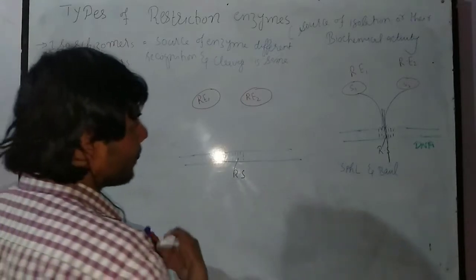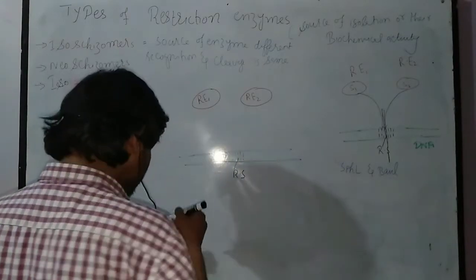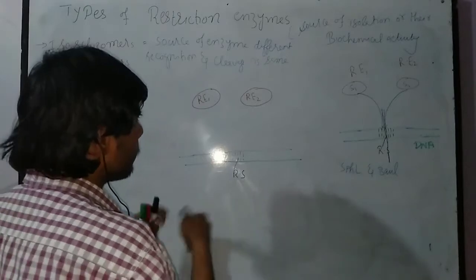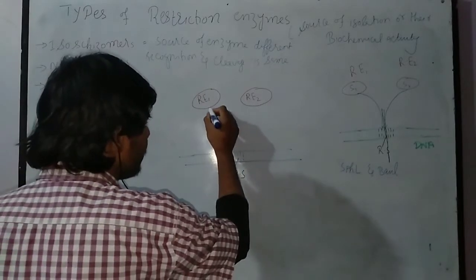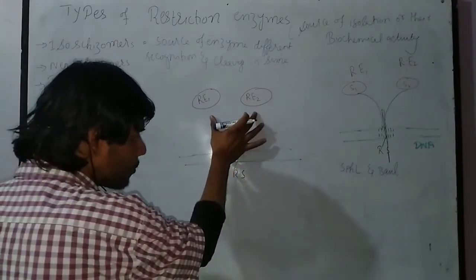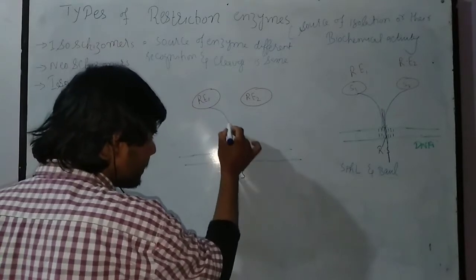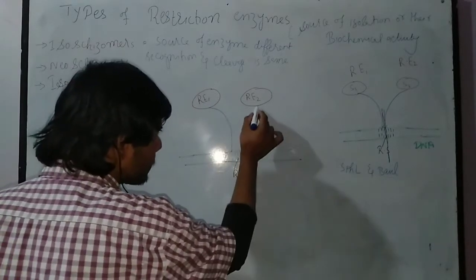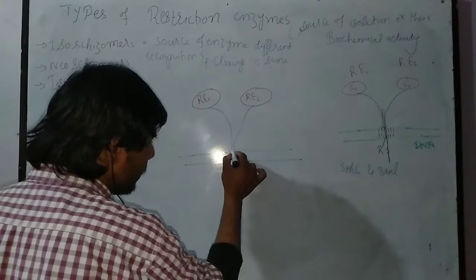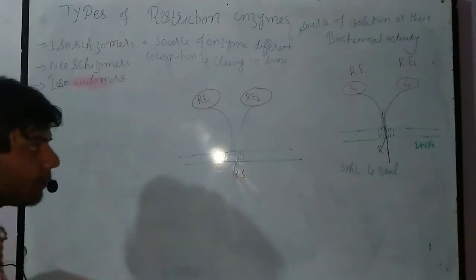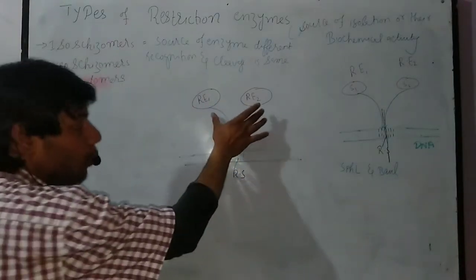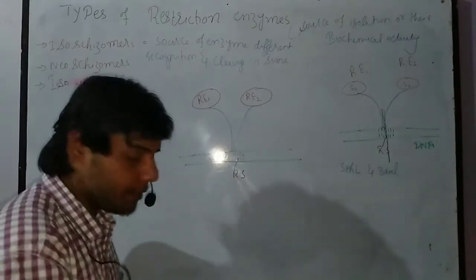So they will recognize the same restriction site. Both restriction enzymes, when they recognize the same recognition sequences as recognized by restriction enzyme 1, have different cleavage points.